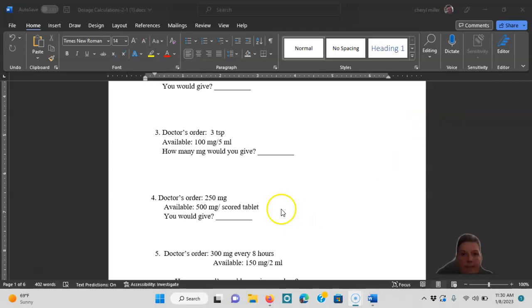I'm giving a half a tablet for that, because 500 to 1, 250 to a half, right? Fabulous.